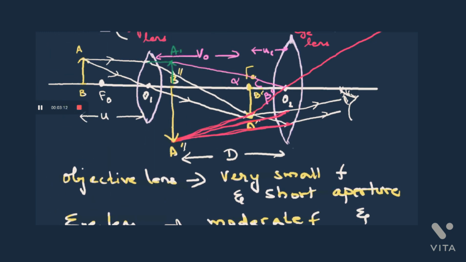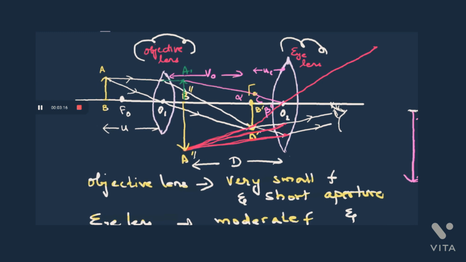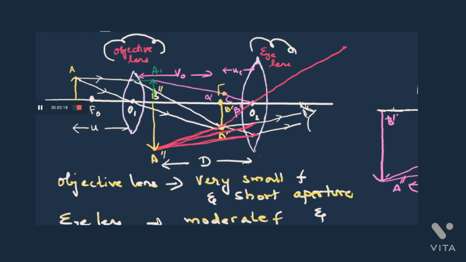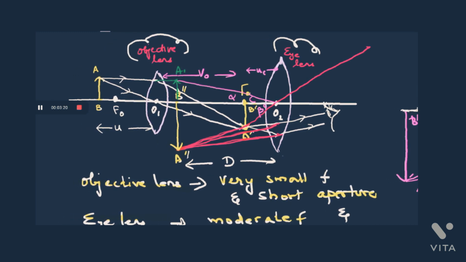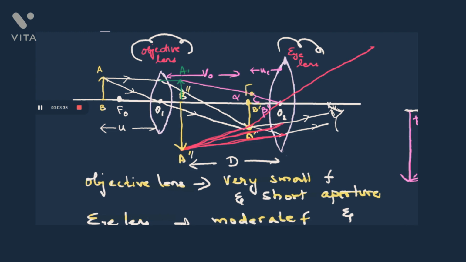Now you can see the diagram over here. AB is the object, which is placed close to the objective lens, that is called the objective lens of optic center O1. U is the distance of the object from O1.